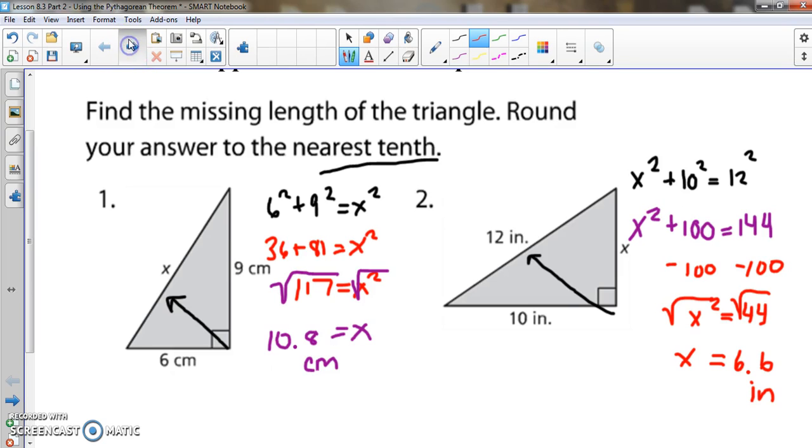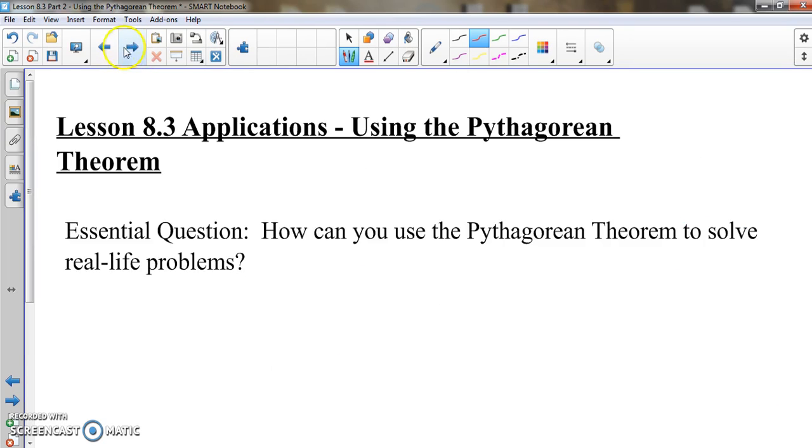All right, for today, like I said, we are going to be looking at some word problems with this. So take a moment to copy down the title of your lesson, which would be Using the Pythagorean Theorem. And your essential question is, how can you use the Pythagorean Theorem to solve real-life problems? So again, you might want to pause the video right now to catch up to make sure that you can write down both the title of your lesson and the essential question.